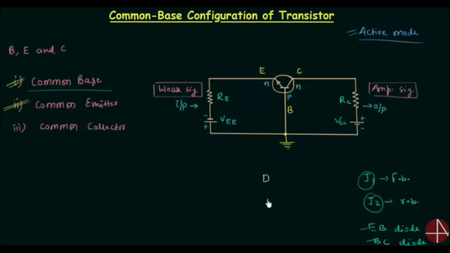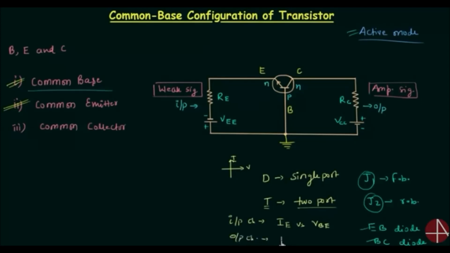If I compare diode and transistor, diode is a single port device, and transistor is a two port device. In case of diode, we have simple VI characteristics. But in case of two port devices like transistor, we have input and output characteristics. In case of input characteristics, we have plot between the input current, which in this circuit is IE, the emitter current, and the input voltage VBE. And in case of output characteristics, we have plot between output current IC and output voltage VCB.